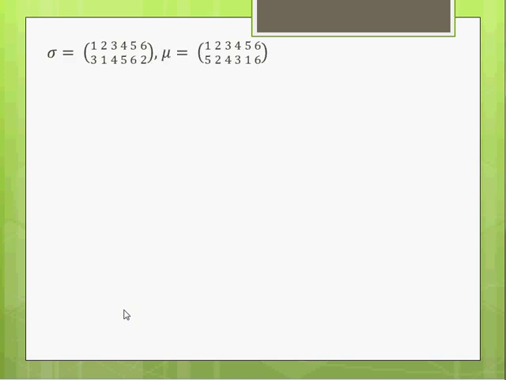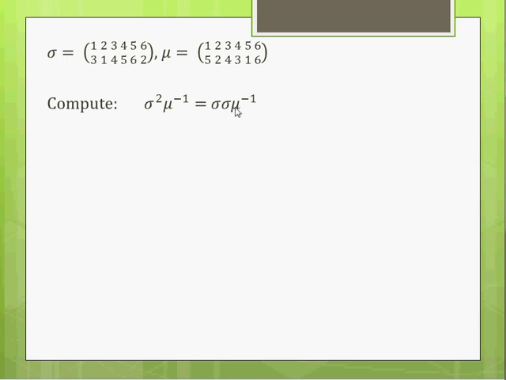Hope that made sense. So now, in this example, we got sigma and mu. Again, a little bit different, but I think they're different anyway. And it asks us to compute sigma squared of mu inverse, which you could rewrite as sigma squared mu inverse. And so which one do we got to compute first? Hope you said this one.